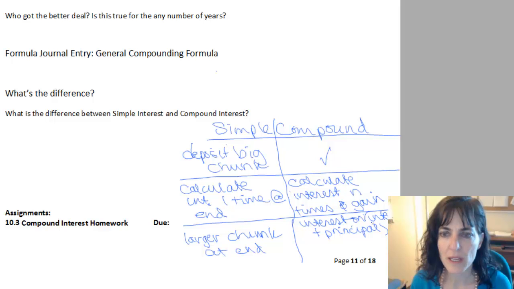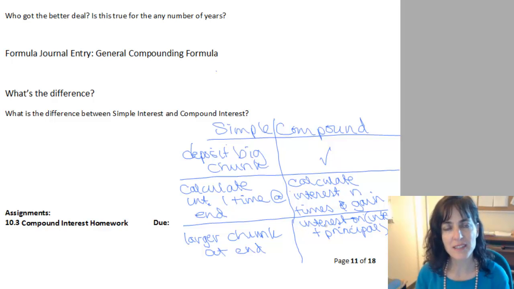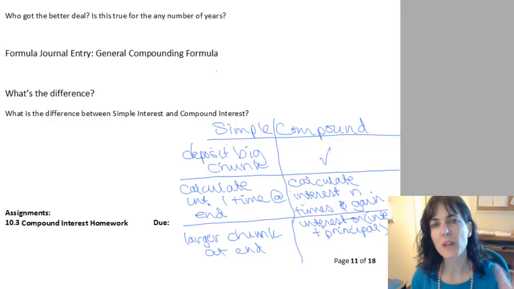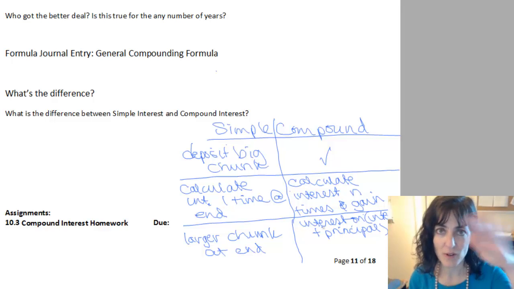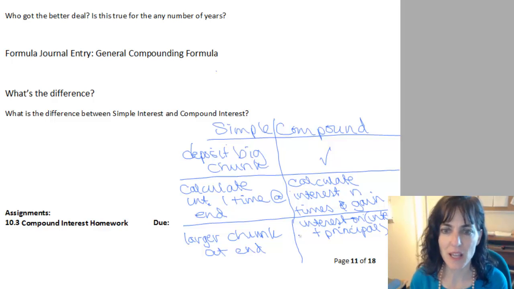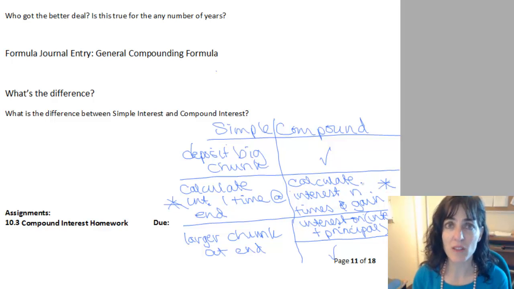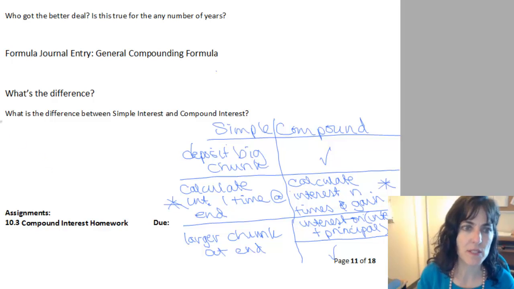So not only are we getting interest on our initial principal, but we're getting interest on our interest every calculation, whatever gets added back into the account. So that would go all for that second part. And then a larger chunk out at the end for simple interest. It's the same thing for compound interest. So when I'm talking about the difference between simple interest and compound interest, it looks like this box and this extended box give me the difference between the two concepts.